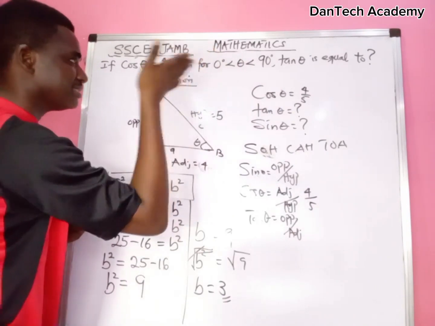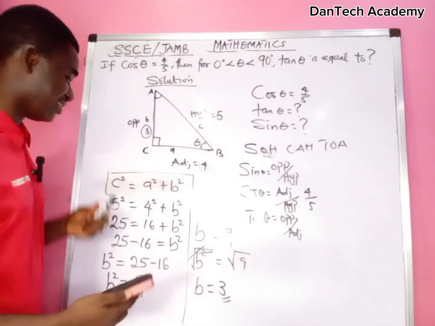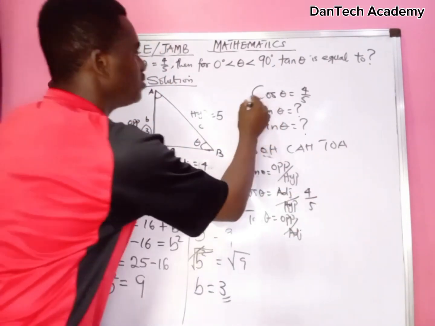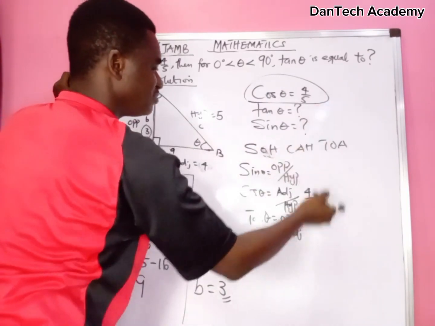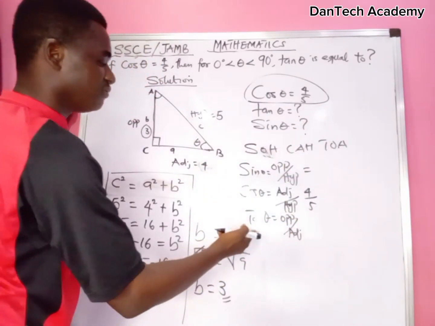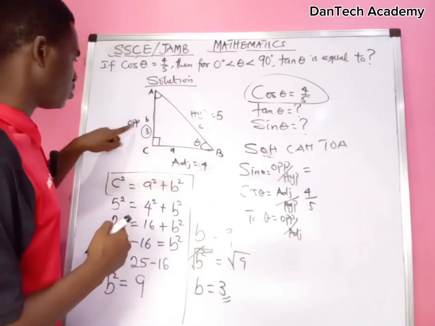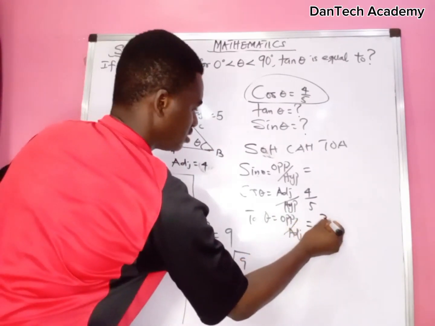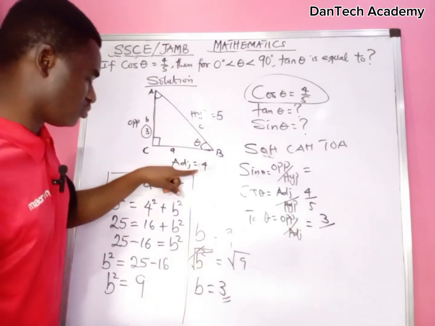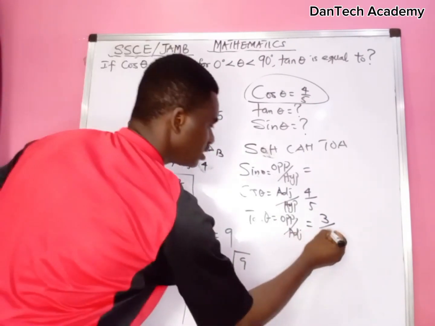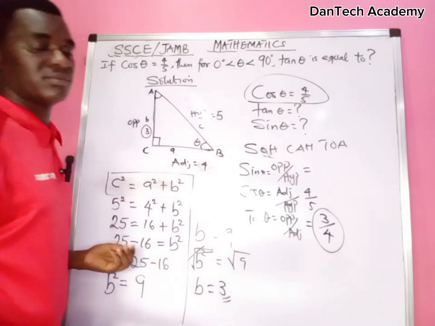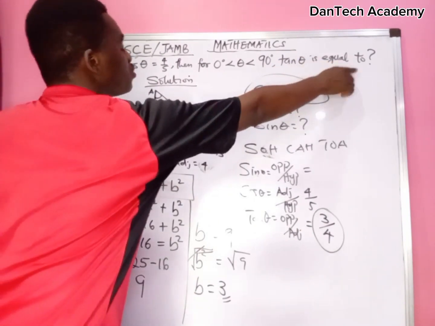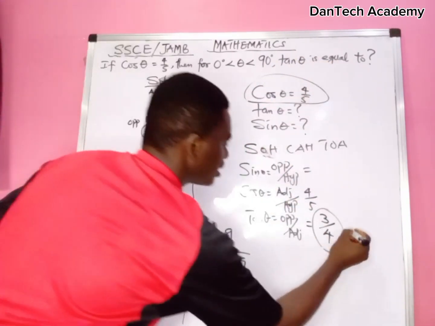So let's go and look for what tan theta is. At this point we can get tan theta. What we are doing here is very simple. We know cos theta. So the next thing we are looking for is tan. What is tan? Tan is opposite over adjacent. So opposite is 3, right? Your adjacent is 4. So you can see that the answer to the question given to us, tan theta, is 3 over 4. So we've gotten what tan theta is.